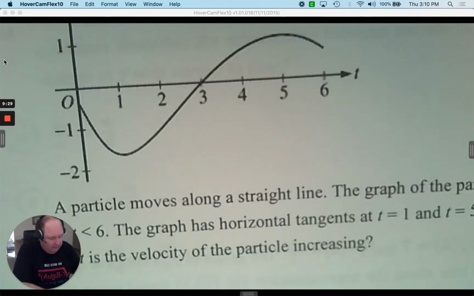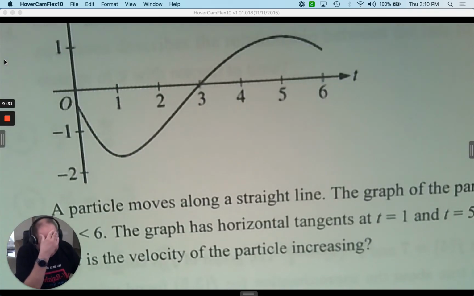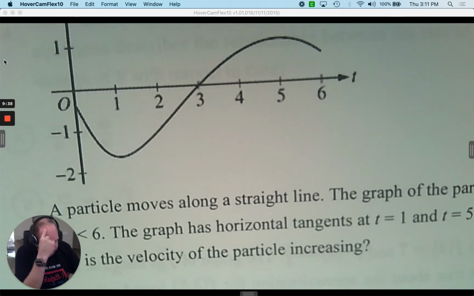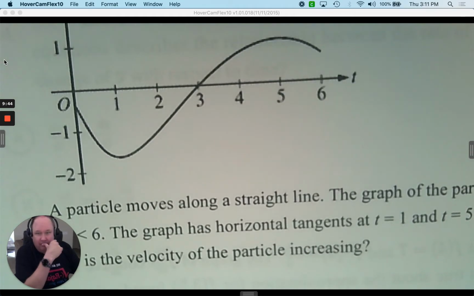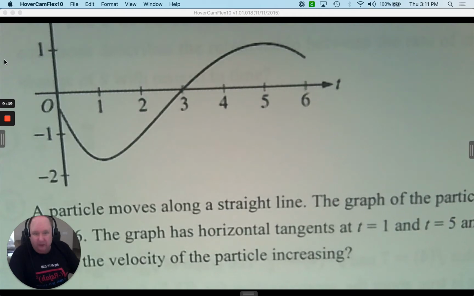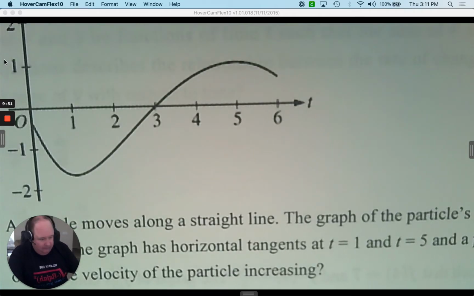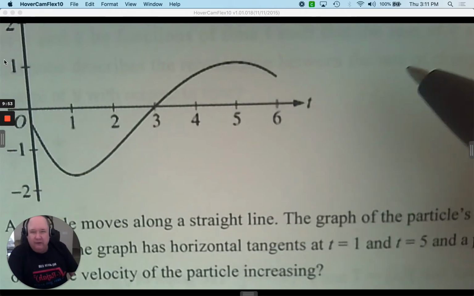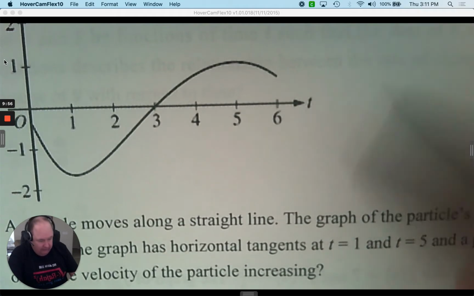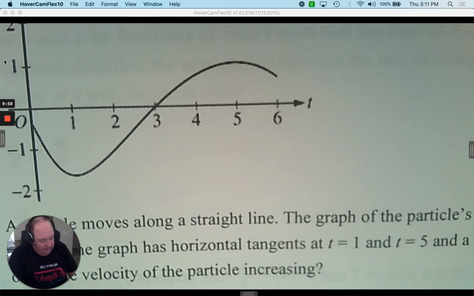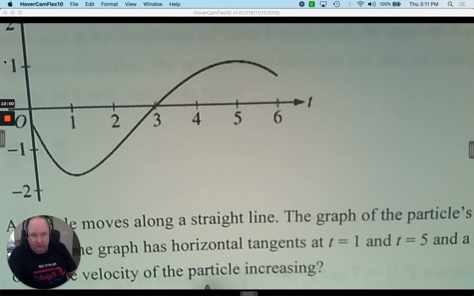In number 30, a particle moves, and the graph of the particle's position at time t is shown above from 0 to 6. For what values of t is the velocity of the particle increasing? Velocity is increasing when the acceleration is positive. So where is the acceleration positive? For what values is the velocity increasing?